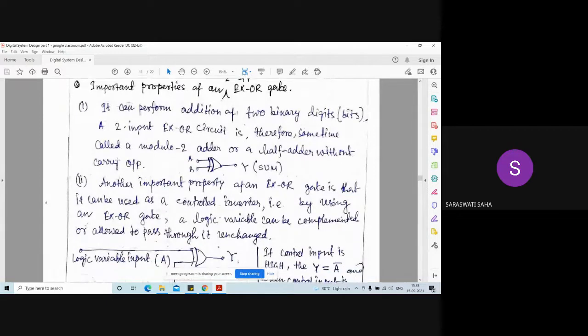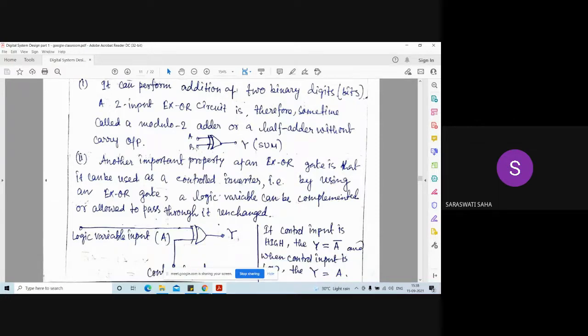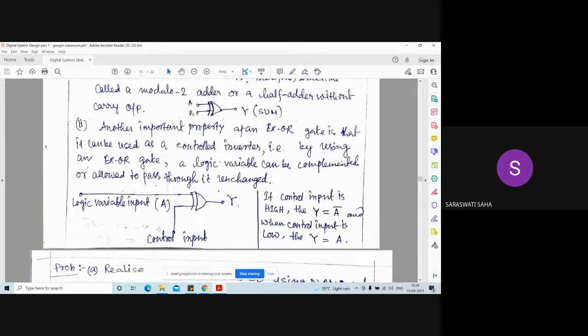Already time is over. Just see why XOR gate is known as exclusive OR gate. It can perform as an adder. Adder means you can add the binary bits with the help of XOR gate. We will explain it when we design the half adder circuit or full adder circuit. So one operation is it can add the binary bits. Another is it can act as an inverter as well as a buffer.